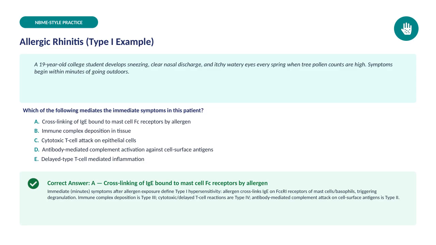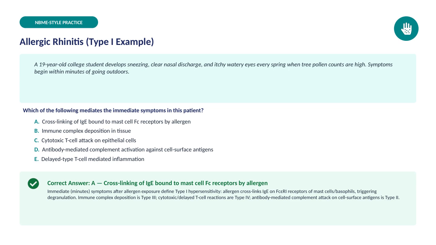This patient's symptoms of sneezing, clear nasal discharge, and itchy, watery eyes occurring quickly after exposure to pollen are classic for a type 1 hypersensitivity reaction. This immediate response happens because allergens cross-link IgE antibodies that are bound to mast cells via their Fc epsilon receptors. This cross-linking triggers the mast cells to release histamine and other mediators, causing the rapid onset of allergic symptoms.